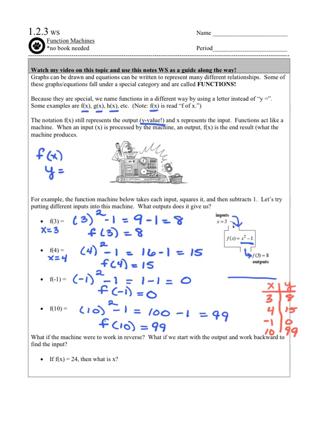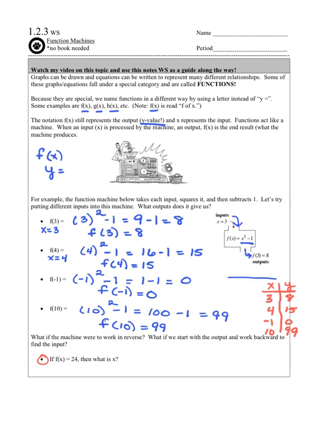Now, we can work backwards with function machines. You can tell the function machine to work in reverse. So what if we did that? What if we started with the output and told the machine to work backwards to help us find the input? Well, that would look like this. What if f of x is 24? What would the input be that goes with that output?